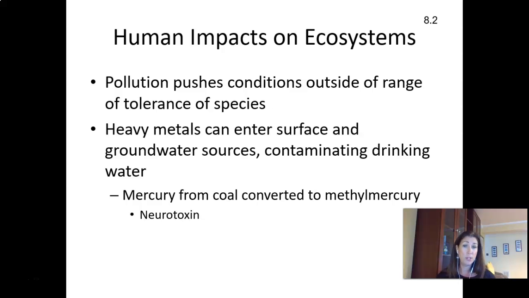Another issue is that heavy metals can be incredibly toxic, and heavy metals might be able to enter our surface or groundwater, making it so that we can't drink the groundwater, making it so that living things can't drink the groundwater or surface water. A specific example of this is from the burning of fossil fuels, like coal. The burning of coal will release mercury into our atmosphere. Mercury can be converted to methylmercury by bacteria, and mercury acts as a neurotoxin. That means it affects the nervous system, and that can impact both humans and animals. And mercury is something that can biomagnify up the food chain.